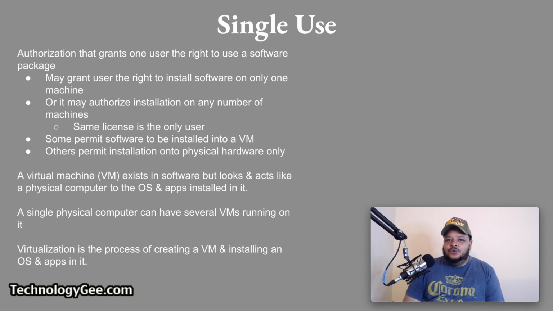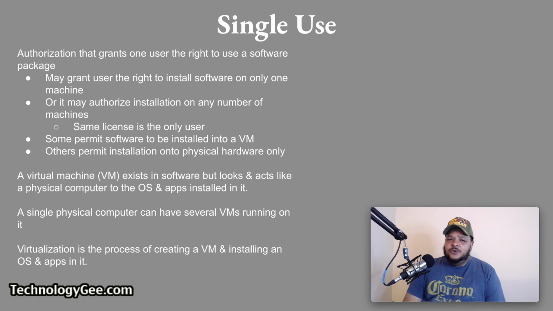A single use license is the authorization that grants one user the right to use a software package. It may grant the user the right to install the software on only one machine, or it may authorize installation on any number of machines as long as the same licensed user is the only user. Some single-use licenses permit software to be installed into a virtual machine, but others permit installation onto physical hardware only.